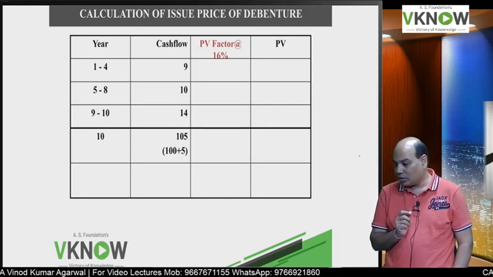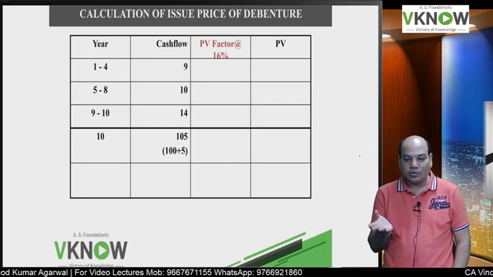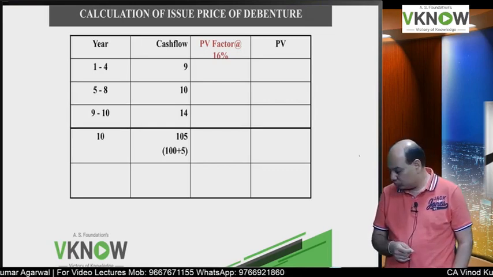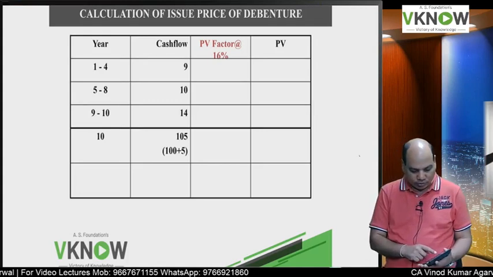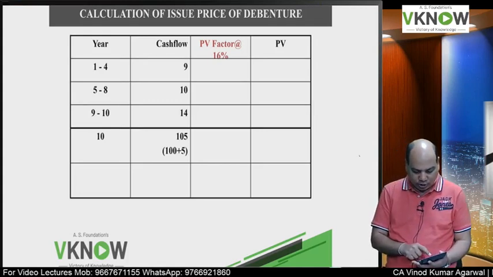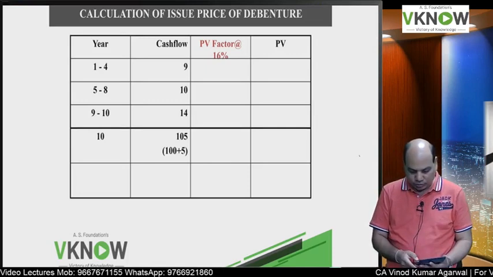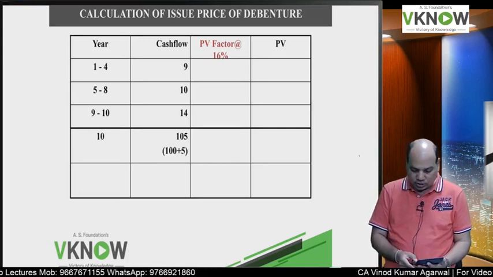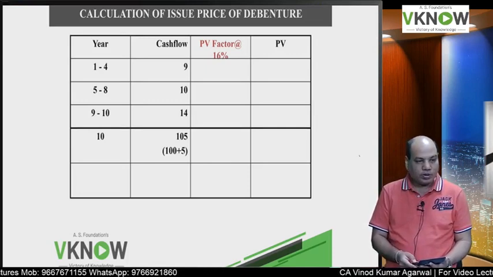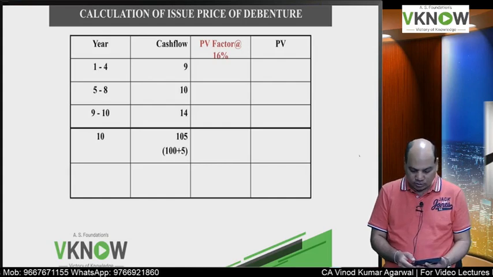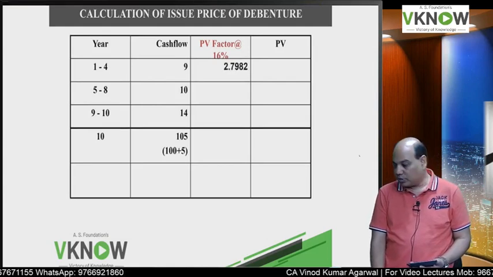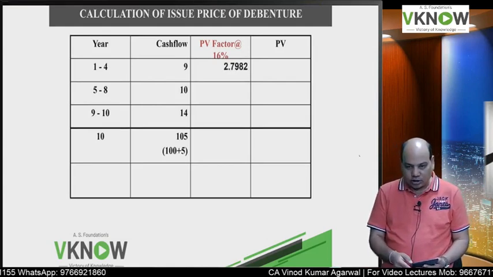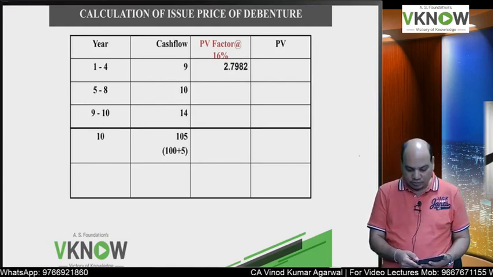So first you tell me, how did you get 1-4? Anybody? 1-4? So you will take your calculator. 1 divided by 1.16 equal to memory plus, equal to memory plus, equal to memory plus, equal to memory plus. Memory recall. You will get 2.7982. All clear.